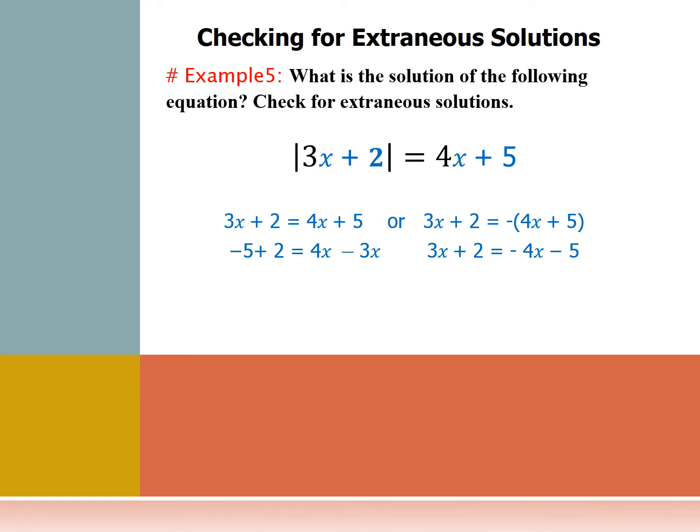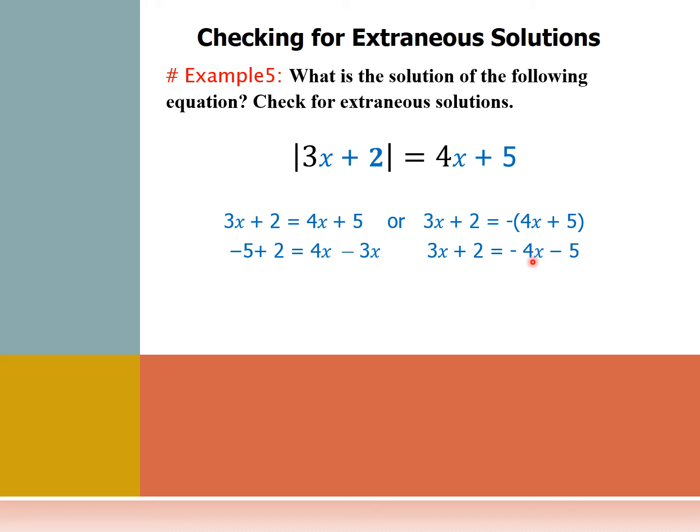Okay, so here we have 3x, take it to the other side and change the sign from positive to negative. Then we have 4x minus 3x on this side, and the positive 5, take it to the other side and change the sign to negative. So we have minus 5 plus 2, which is minus 3, is equal to x. Okay, and here we have 3x plus 2 is equal to minus 4x minus 5.